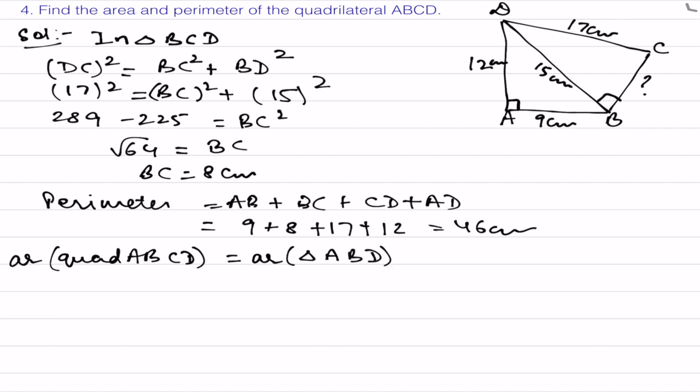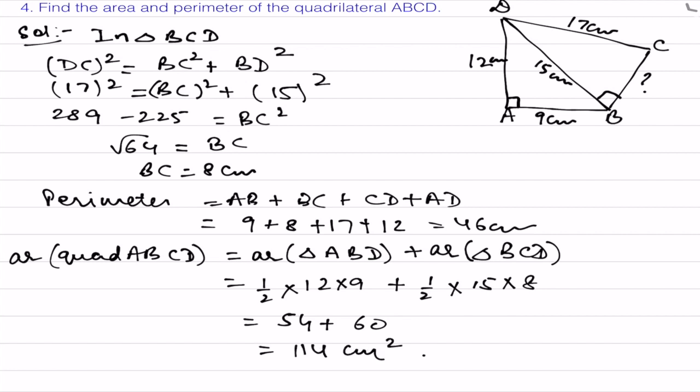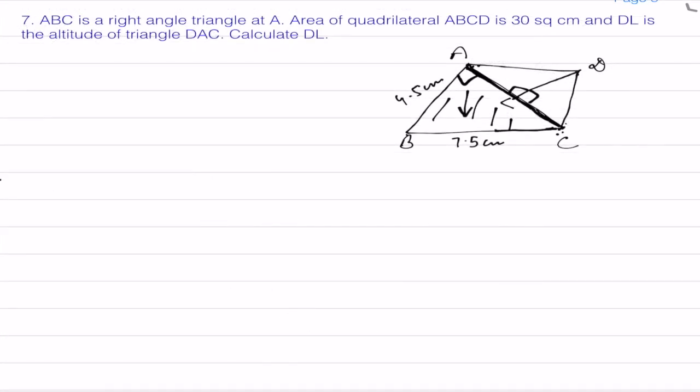So area of the triangle ABD plus area of the triangle BCD, both are right angle triangles, so we will use half into base into height for both the triangles. Substitute the values. After solving, we'll see that area of the quadrilateral is 114 square centimeter. Now see the next question.